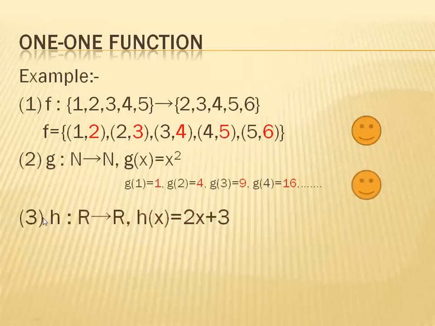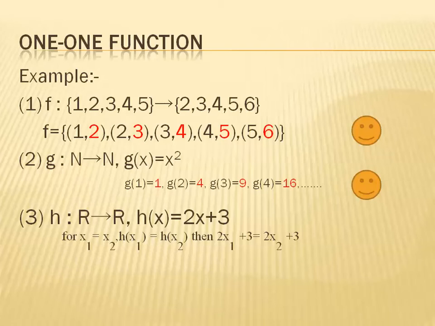Third function, h from R to R, h of x is equal to 2x plus 3. This function is also a one-one function. We cannot check whether this function is one-one or not by the first definition. We have to take the second definition, that was f of a1 is equal to f of a2 implies a1 is equal to a2. That is, if images are the same, then their pre-images must be equal.